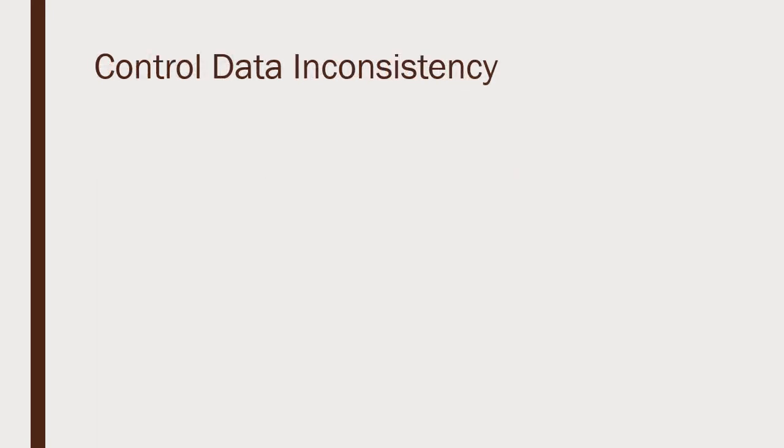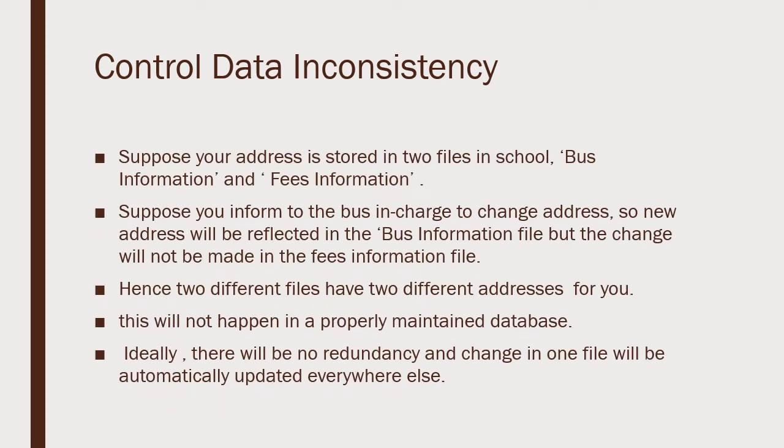Control data inconsistency. Suppose your address is stored in two files in a school: the first is bus information, the second is fee information. Suppose you inform the bus in-charge to change the address. The new address will be reflected in the bus information file, but the change will not be made in the fee information file, because you have not spoken to the person who is collecting the fees.